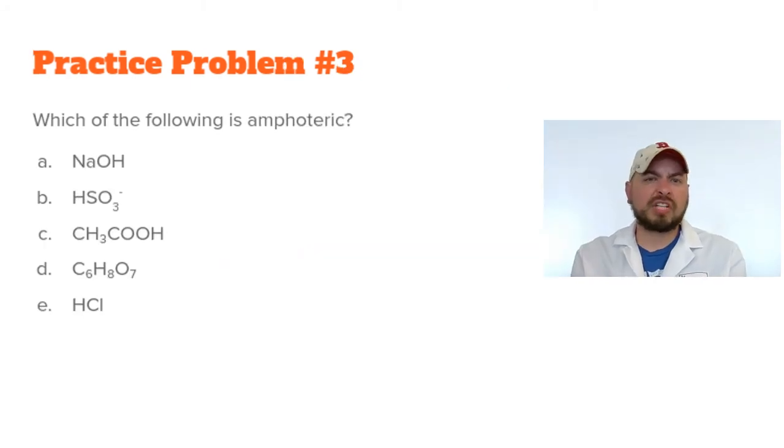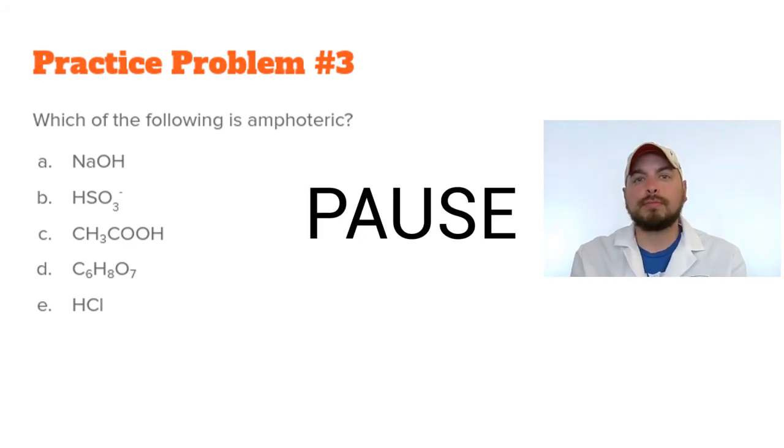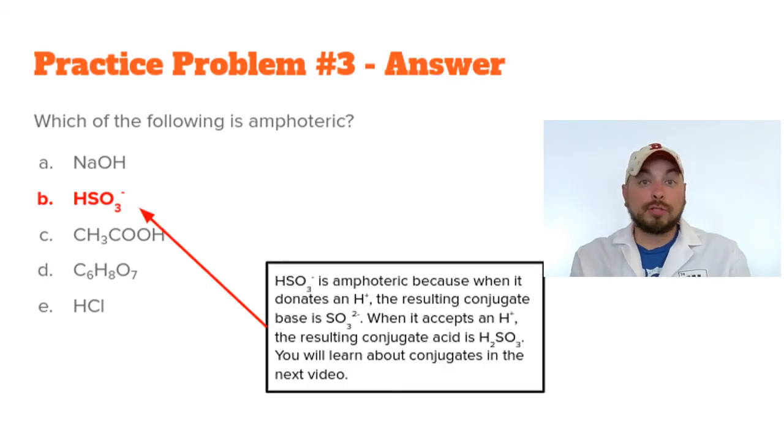All right, here's kind of a tricky one for you. Which of these things is amphoteric? Which means, remember, it can be an acid or a base. Take a look. What do you think? So the answer is B.